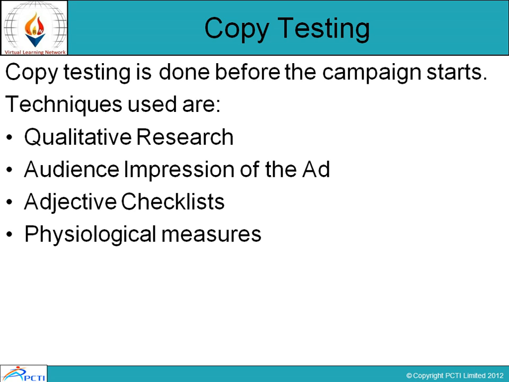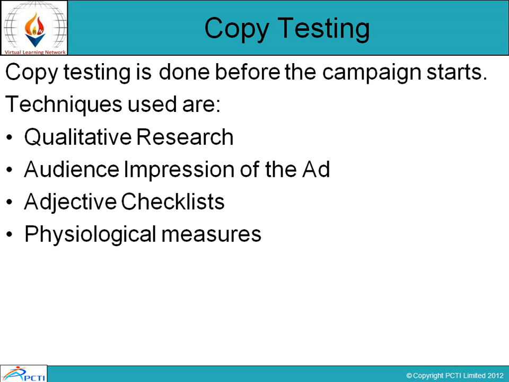Another is the objective checklist. This uses checklist questionnaires, which include objectives that allow the advertiser to determine how warm, how irritating, how informative, or how responsive the ad is. That means the objective of an advertising. Another is psychological measures. Psychological measures are instruments used to observe the reactions to the advertising, and what kind of reactions are coming.